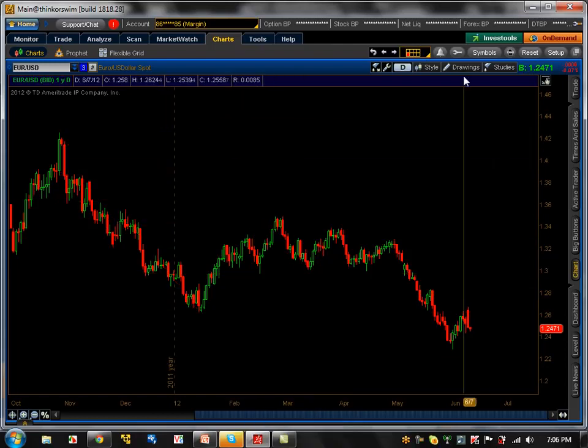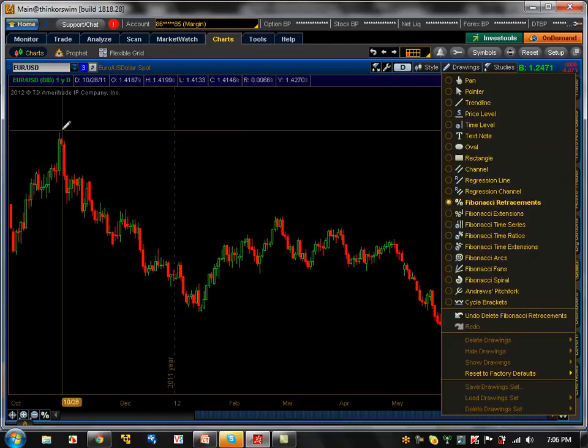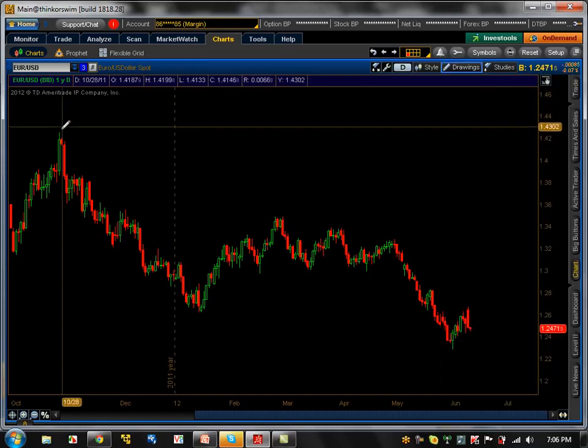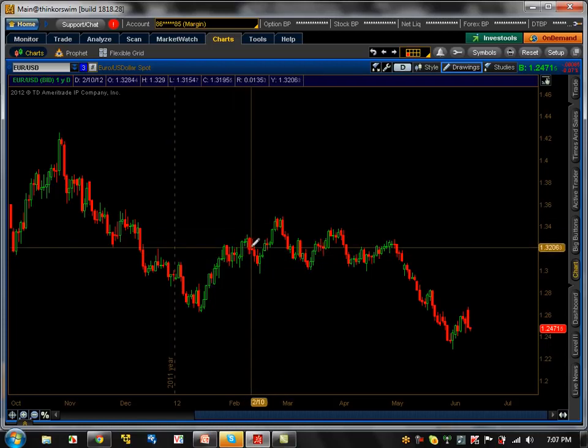So I just clicked over here, drawing, went to Fibonacci retracement, okay? Now I got to recognize a major trend. So this is a major trend. All this hasn't happened yet.